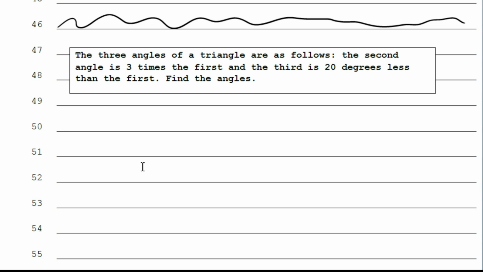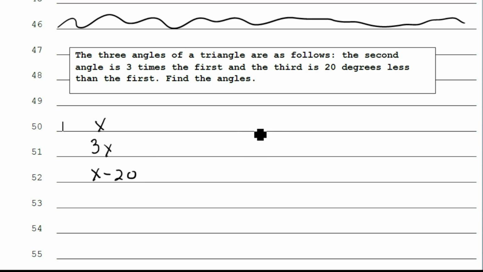Here's another one. A triangle has 3 angles, and they are as follows. The second angle is 3 times the first, and the third angle is 20 degrees less than the first. Find the angles. We call the first angle x, and the second one is 3 times the first, so it'll be 3x, and the third is 20 degrees less than the first, so it'll be x minus 20. And that's all you're given.